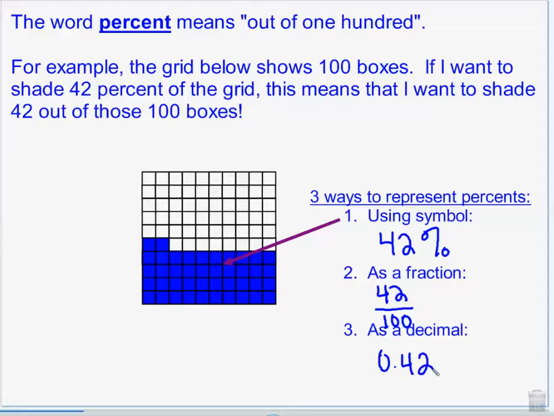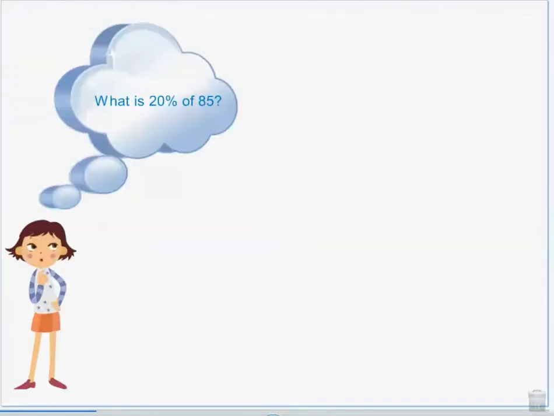Now that we have an understanding of what percent means, let's look at a few examples that involve working with percents. For the first example, we're going to look at finding the percent of a number. So let's say you needed to calculate 20% of 85.